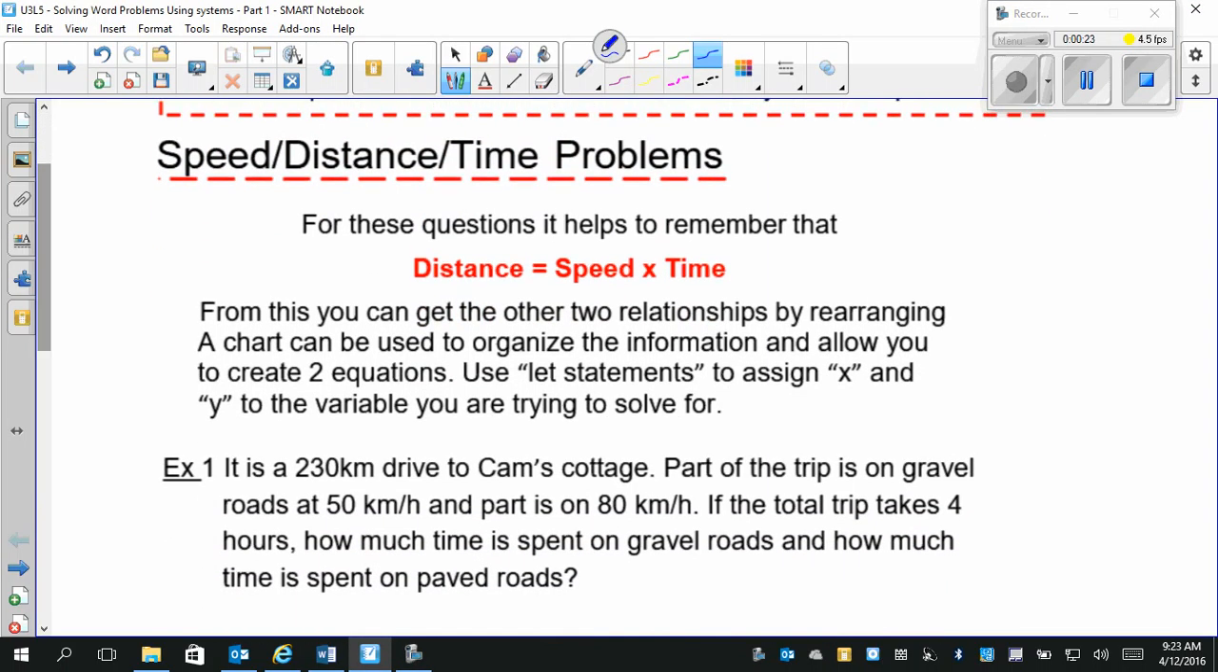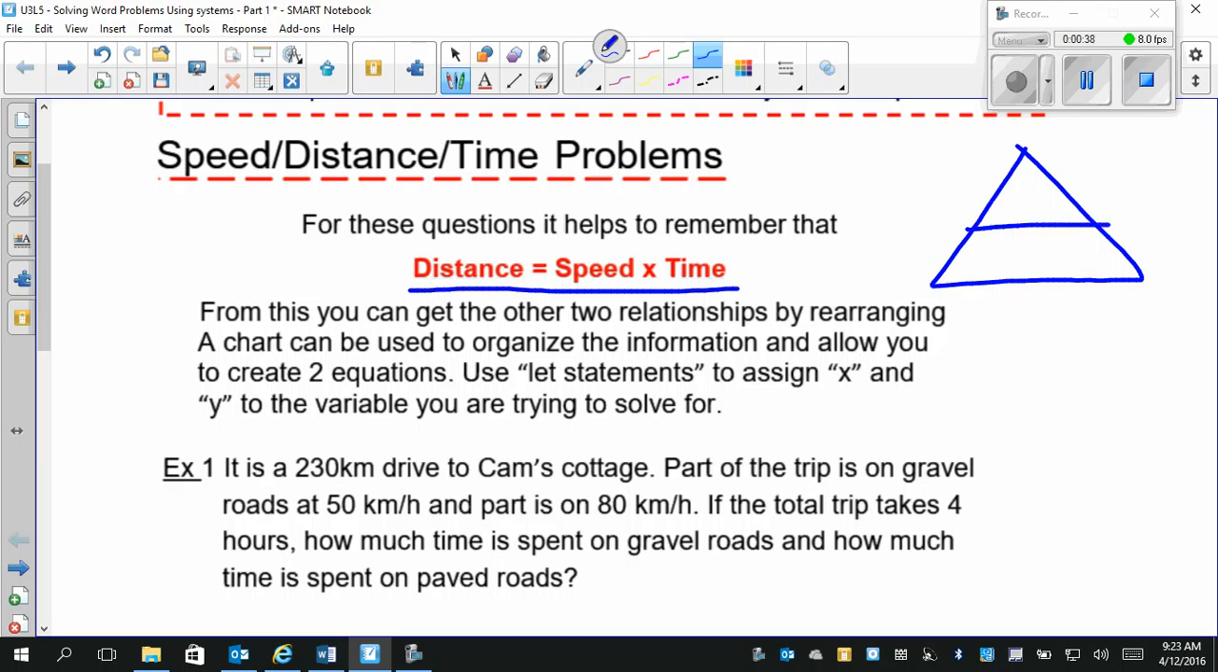Here's our little formula that's helpful to remember here. The distance is equal to the speed multiplied by the time. You may have seen in science class a triangle that looks like this. And that triangle is helpful for writing formulas that involve distance, speed, and time. So distance is speed times time. If we wanted to figure out an equation for time, time would be distance divided by the speed.